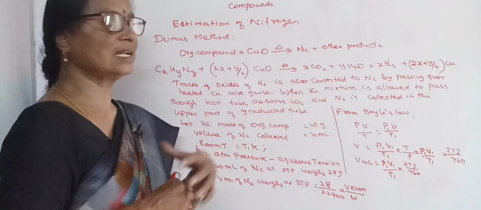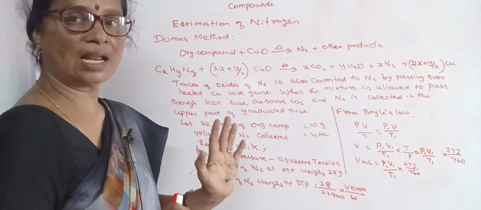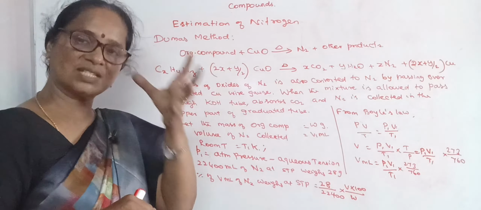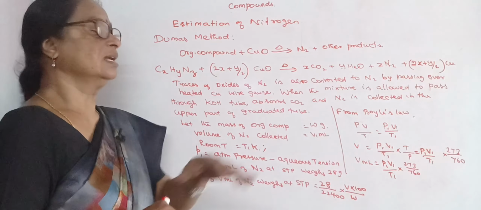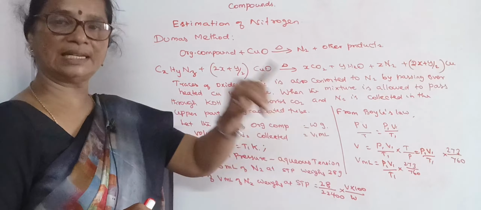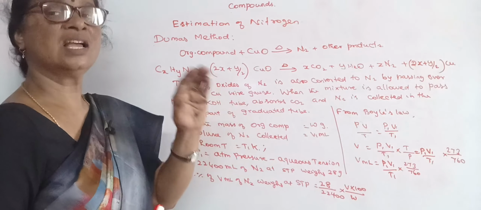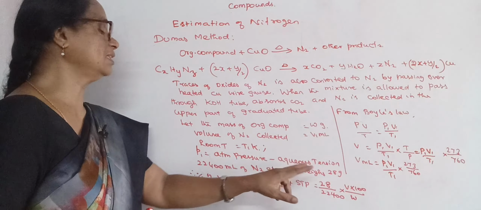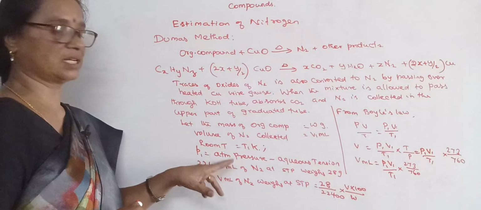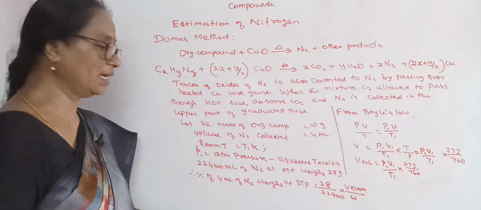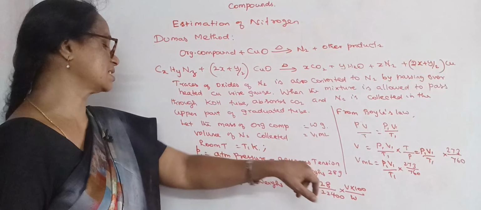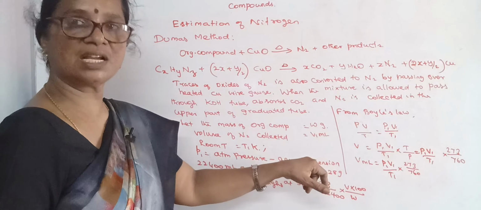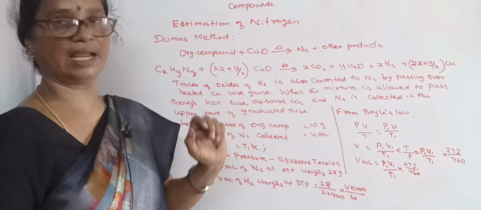Which gas is liberated? Nitrogen. Nitrogen is not collected in its dry form; it has water moisture along with it. So the pressure of the nitrogen gas will be calculated by subtracting the aqueous tension from atmospheric pressure. So P1 is calculated by subtracting aqueous tension from atmospheric pressure. Aqueous tension is nothing but the pressure due to the moisture in the nitrogen.